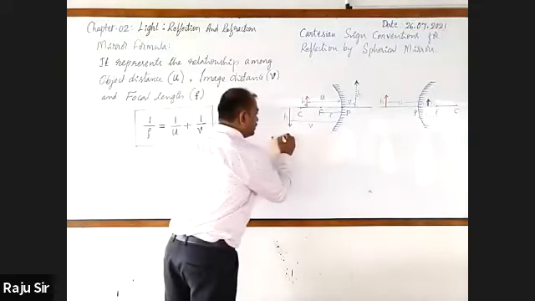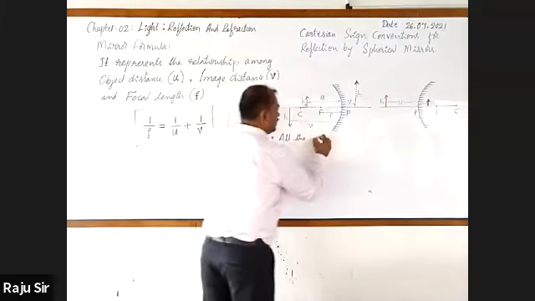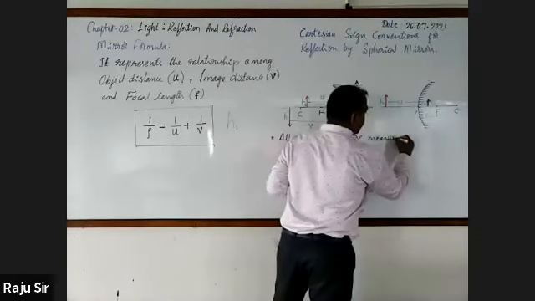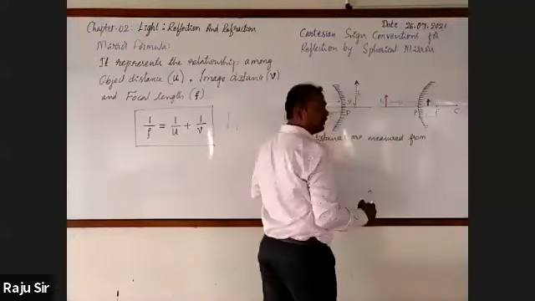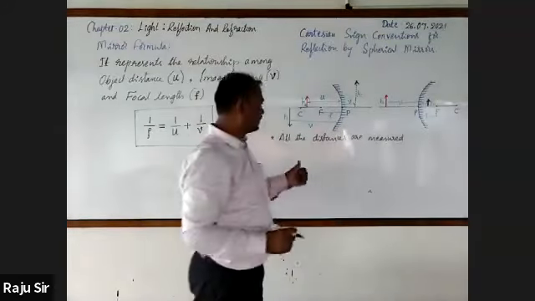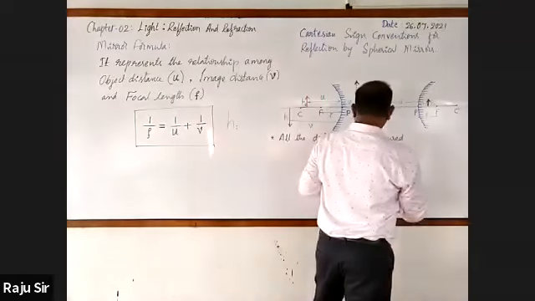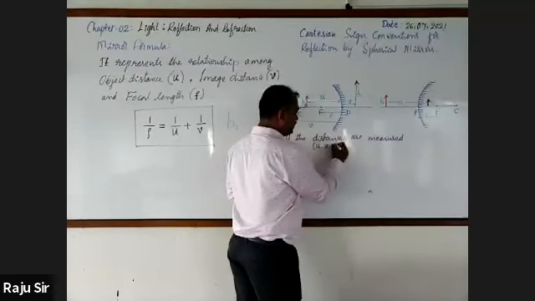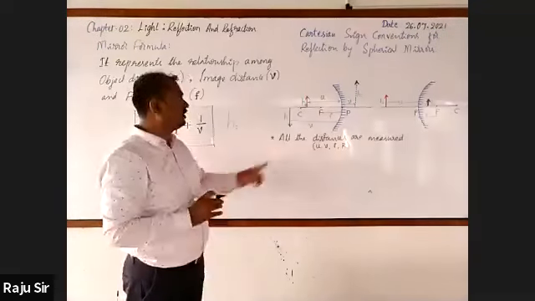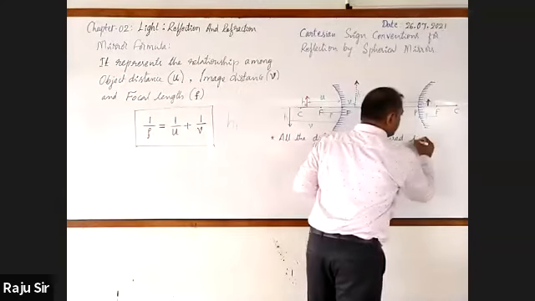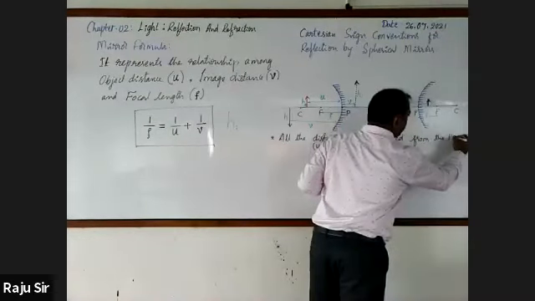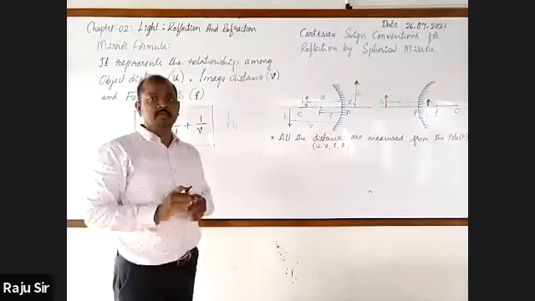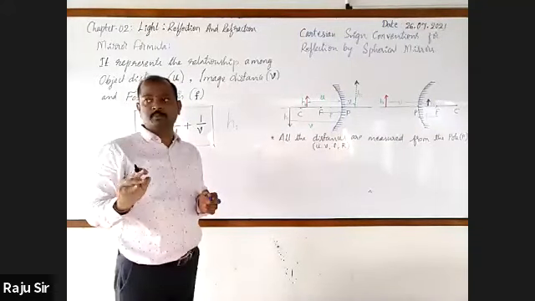First point. All the distances are measured. It may be U, V, F, and R. All the distances are measured from the pole. These sign rules are very important in solving problems.